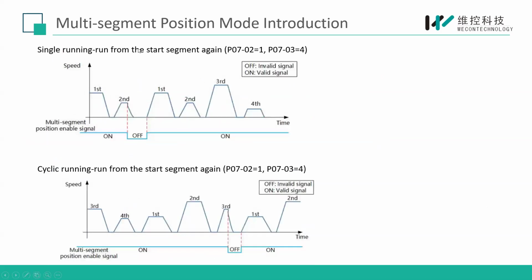And the next is what we call running from the start segment. So you can easily understand here. Same, for example, here we run in segment 2, we disable the servo and enable the servo again. The servo will run the first segment from the start, and then continue to run. And also the same here. So it will not run the remaining segments. This is the difference.